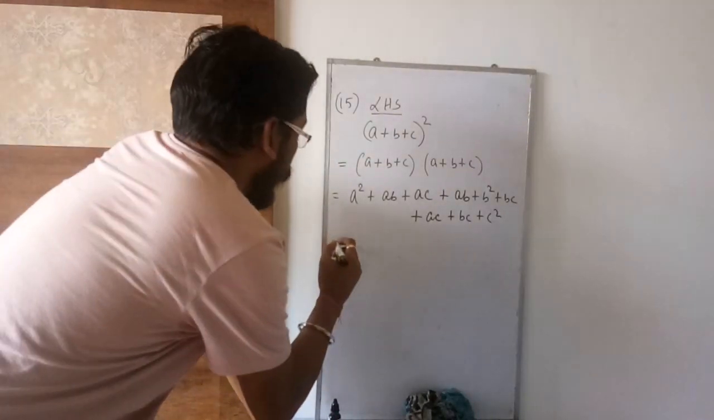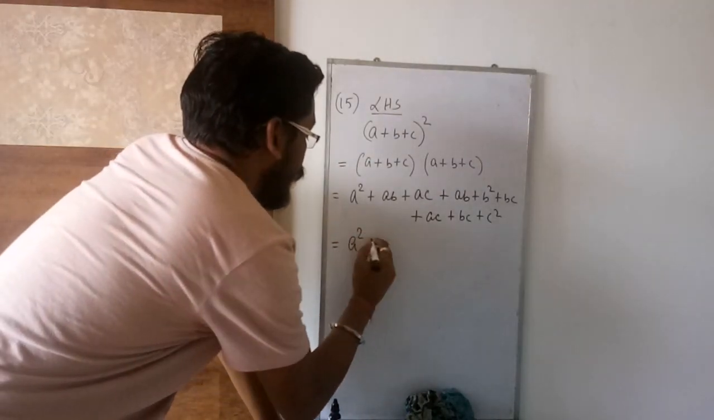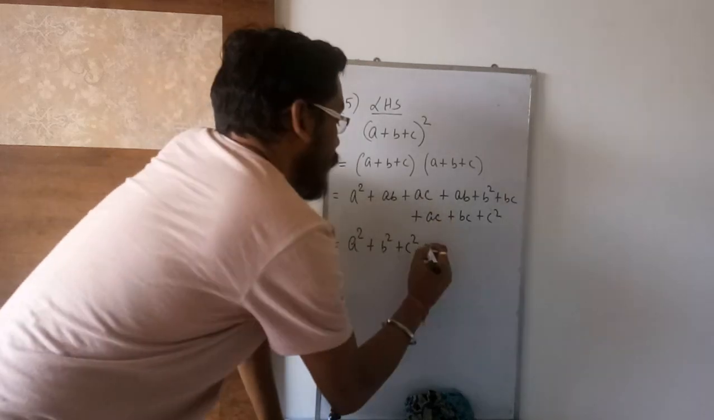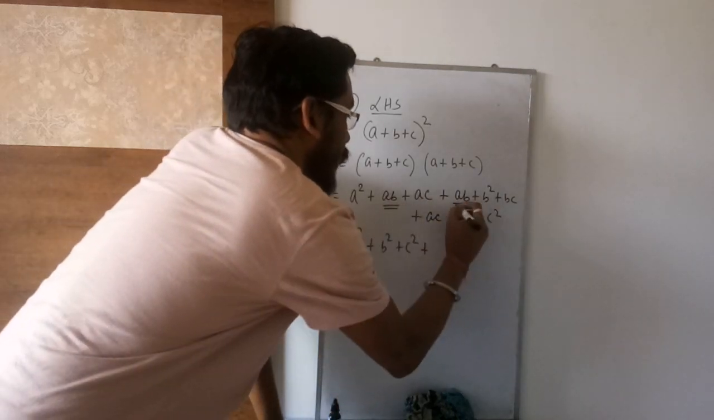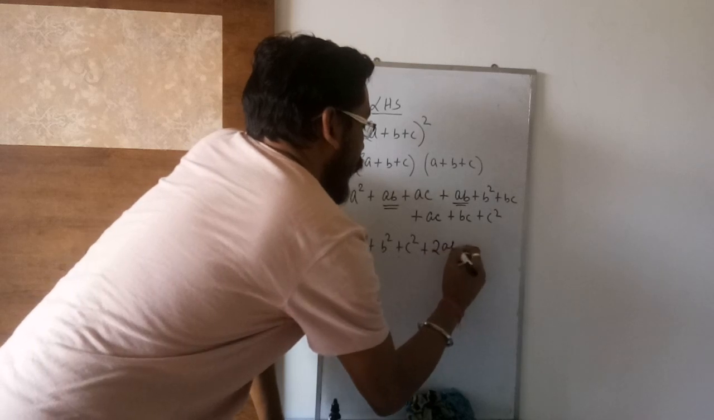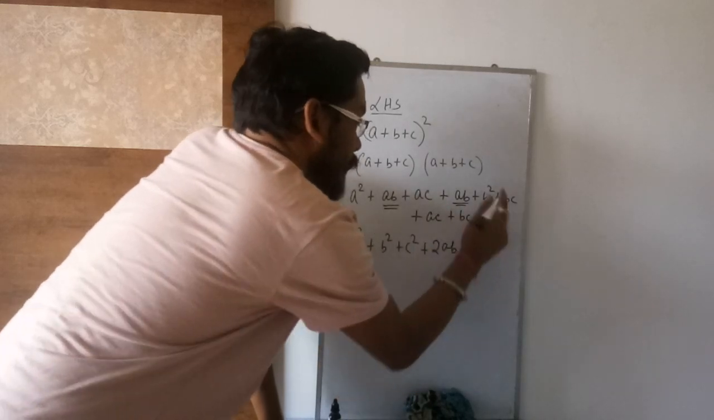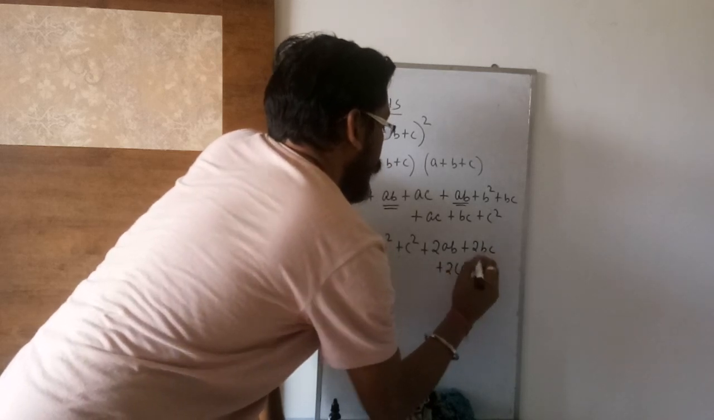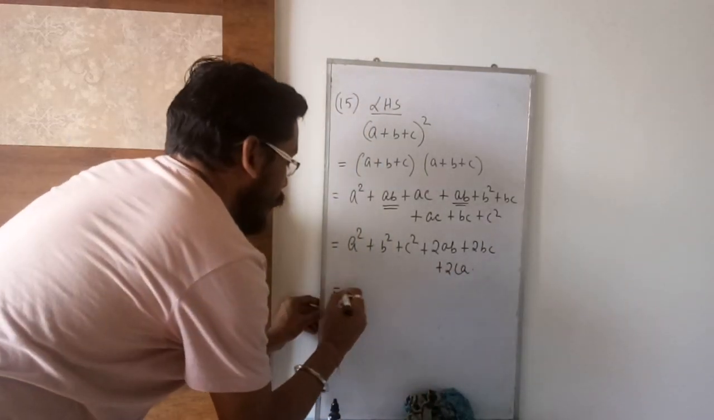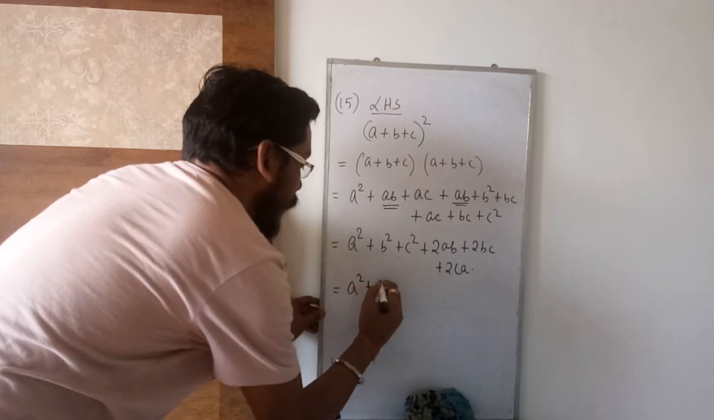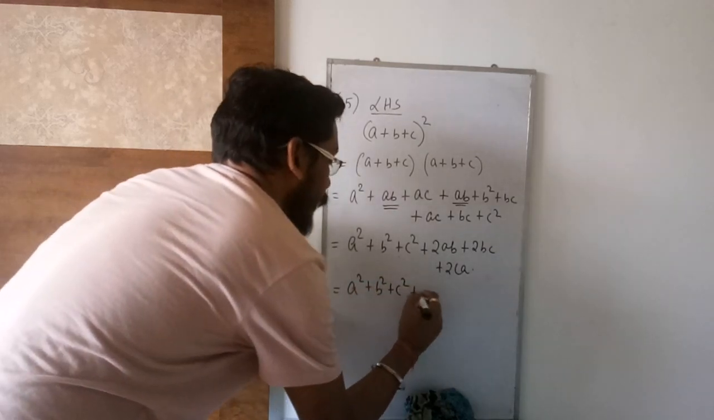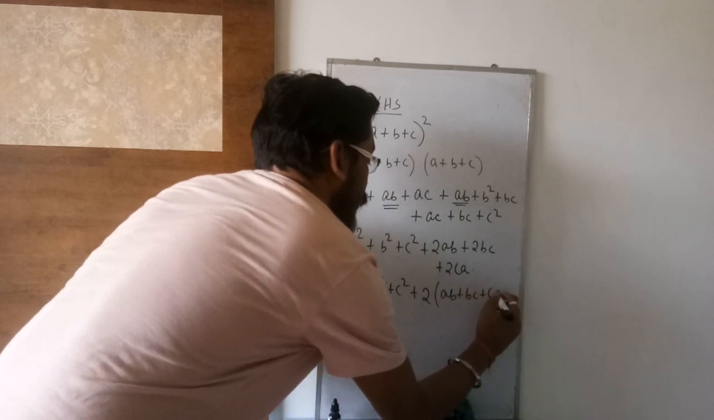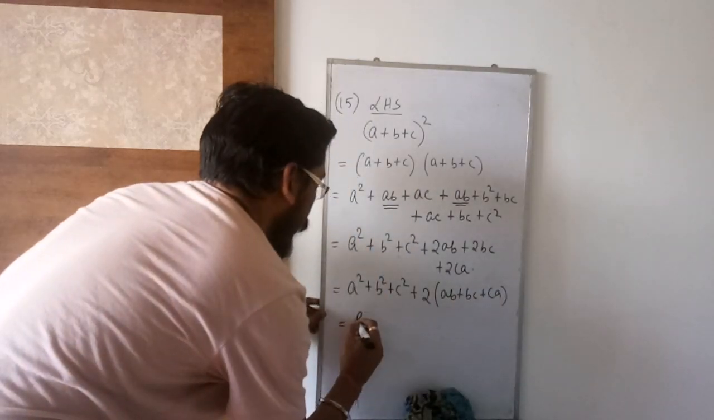So let me put all the square terms together: a square plus b square plus c square. AB plus AB, there are two ABs, it is twice AB. BC plus BC, twice BC, and here it is twice CA, twice AC. So to put it as it is, like the right hand side, here I have taken 2 common. It will be 2 times (ab plus bc plus ca) equal to RHS.